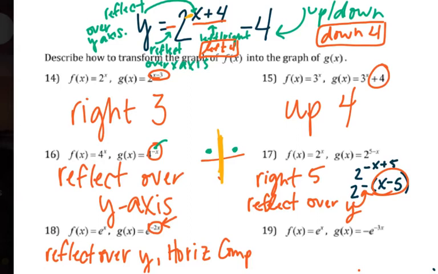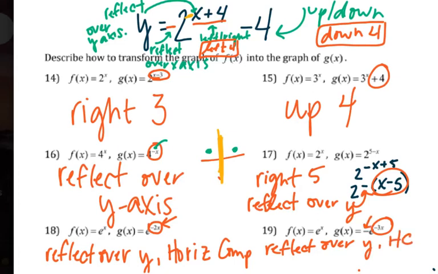But when a number is with the x, it's the opposite of what you'd think. It's not a horizontal stretch like you would normally think. It has to be horizontal compression because the x is the opposite of what's normal. So 19 is exactly the same for the exponent. So the exponent makes it reflect over y, and it makes it a horizontal compression.